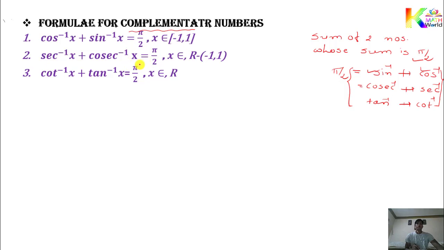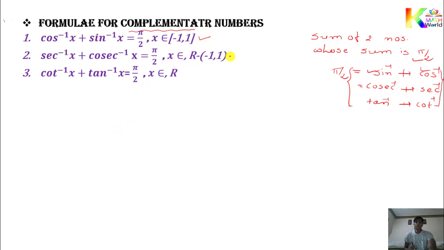How to remember? At pi by 2, we have seen in standard 11 that sine converts to cos, cosec converts to sec, tan converts to cot. So we can use that logic and easily remember these formulas: cos inverse plus sine inverse is pi by 2, sec inverse plus cosec inverse is pi by 2. By the same way, cot inverse x plus tan inverse x is also pi by 2. Okay.